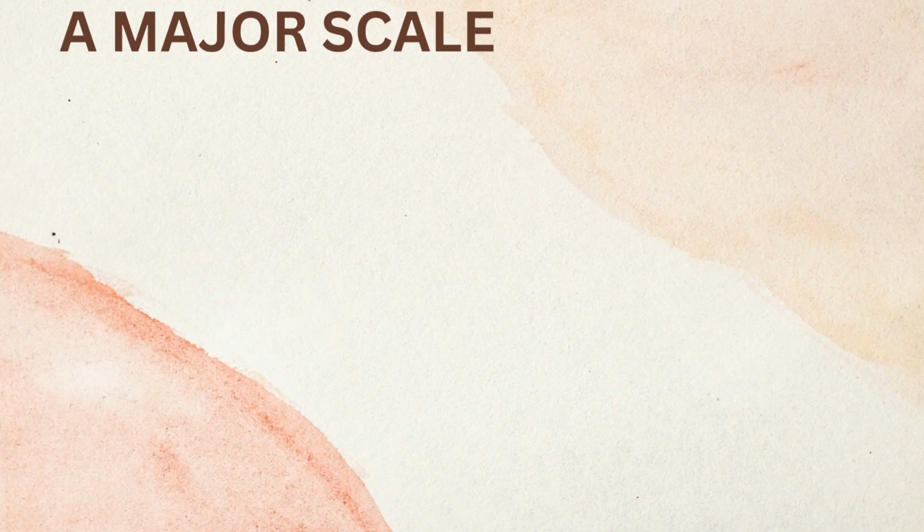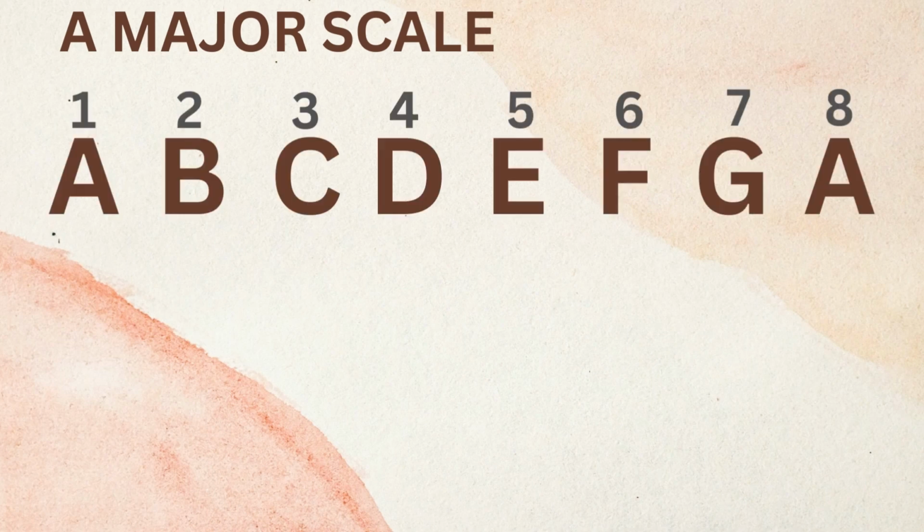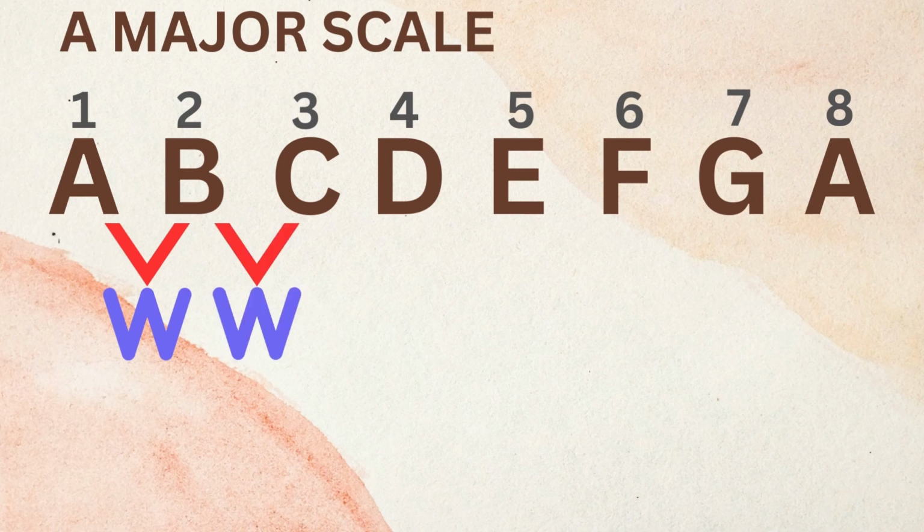Same procedure for A major scale. Start from A alphabetically until going back to A. Then examine if they satisfy the whole, whole, half, whole, whole, whole, half condition. A to B is whole. B to C is half, so we need to sharp C to make it whole.